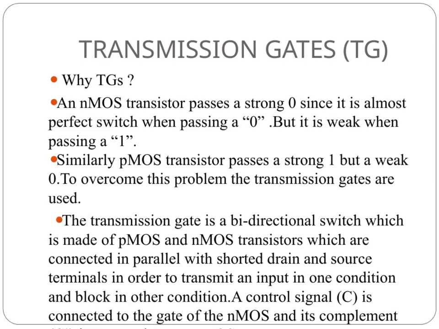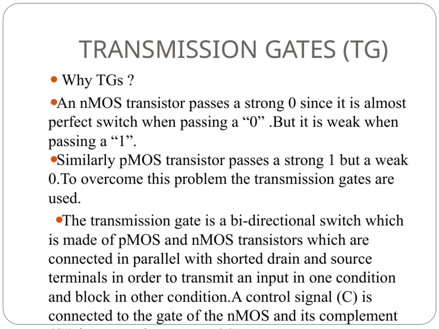Now, let's talk about transmission gates, or TGs. The main reason we use transmission gates is to address the limitations of individual transistors. You see, an NMOS transistor is great at passing a strong zero, almost like a perfect switch for a low signal.